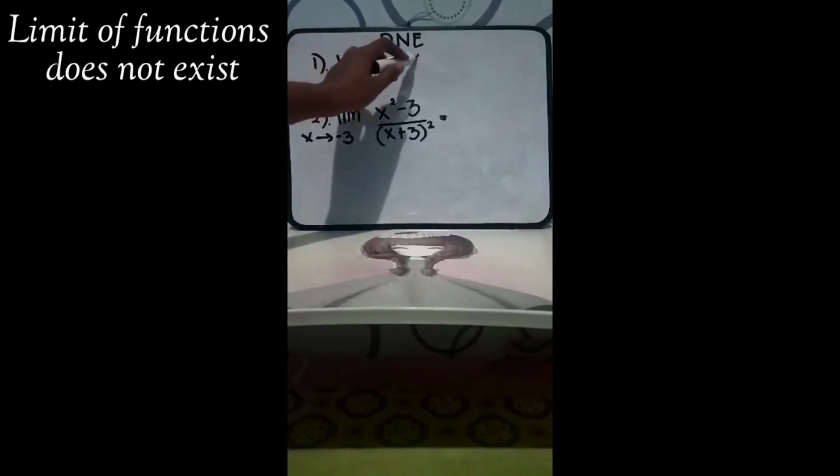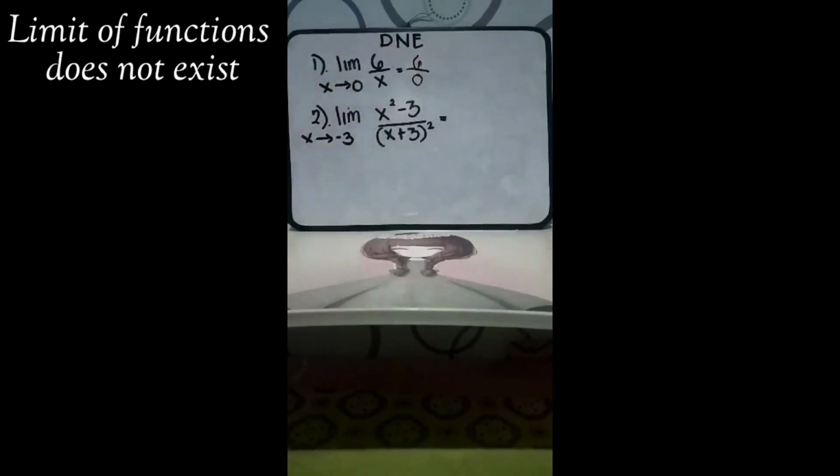Tapos na tayo sa limits of piecewise function, limit at infinity, and infinite limits. Let's move on to instances of DNE, wherein does not exist. Example number 1, limit of 6 over x. Pag sinubstitute natin si x, kasi nga pag x approaches to 0, magiging 6 over 0. Pag denominator natin ay 0, magiging DNE na yan.